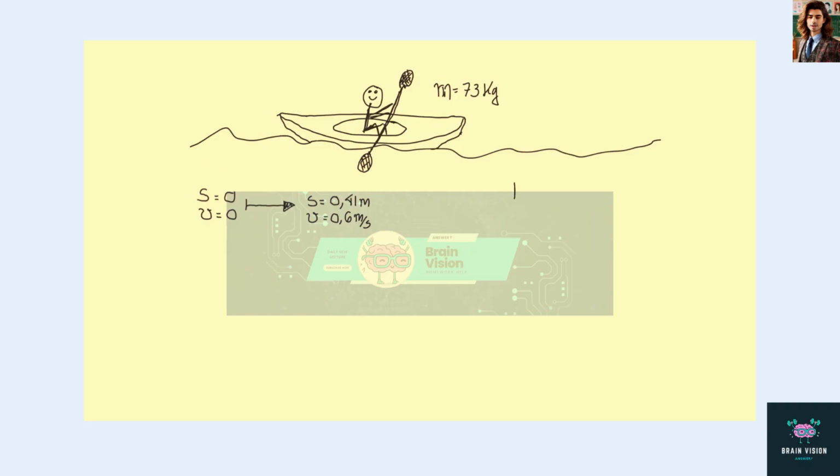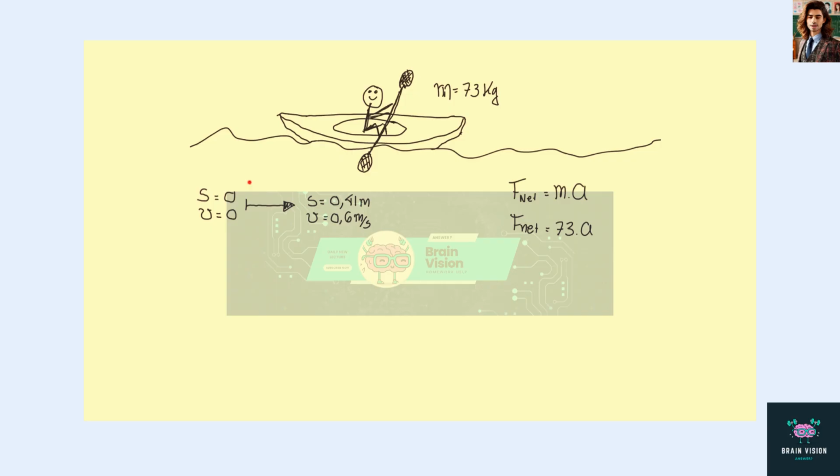The magnitude of the net force, F net, is equal to the mass of the kayak times the acceleration of the kayak. We know the mass, it's 73. So the net force is equal to 73 times the acceleration. Now, how can you discover the acceleration?